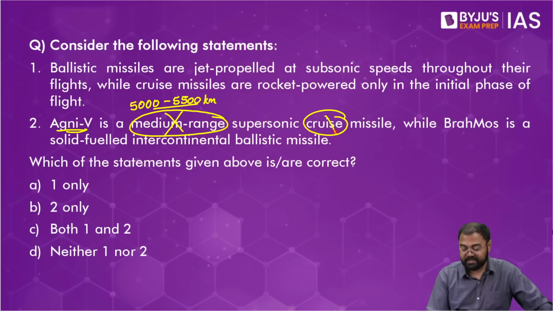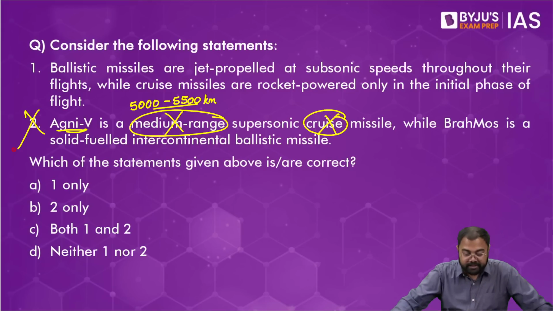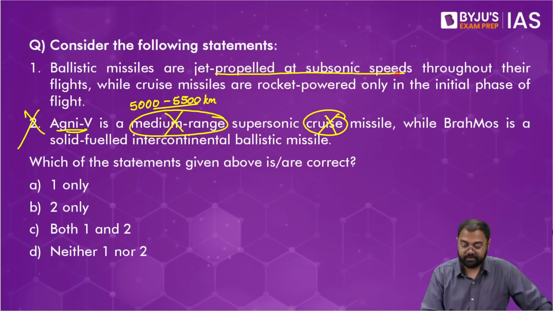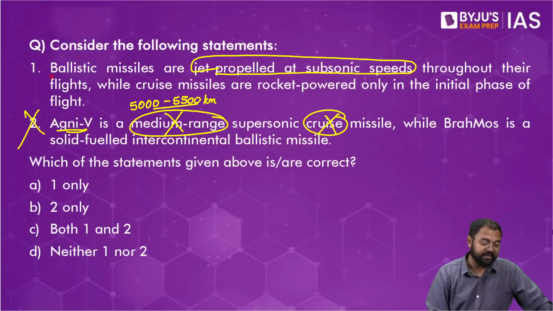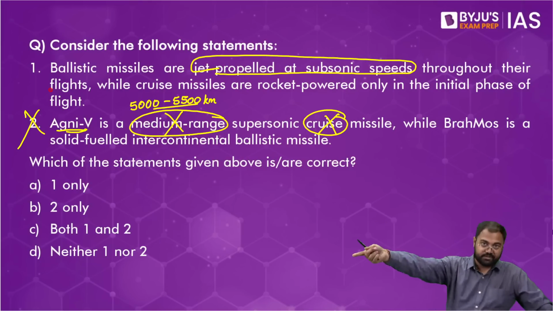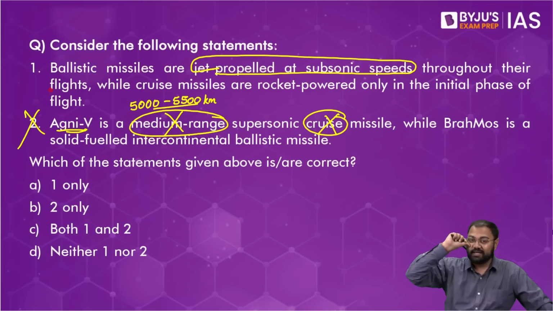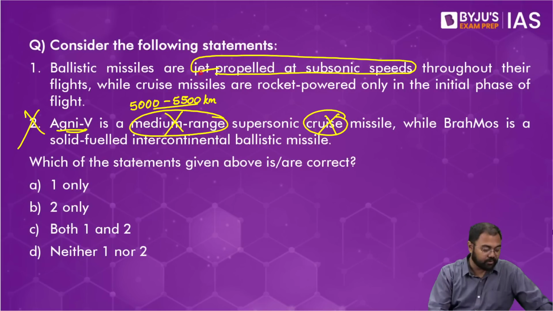These are not cruise missiles, these are ballistic missiles. So that's why this is wrong. Ballistic missiles are jet propelled at subsonic speeds. Remember what we discussed about ballistic missiles, that they travel very long distances, right? Very long distances, and we don't control their path. So that's why they are not jet propelled.